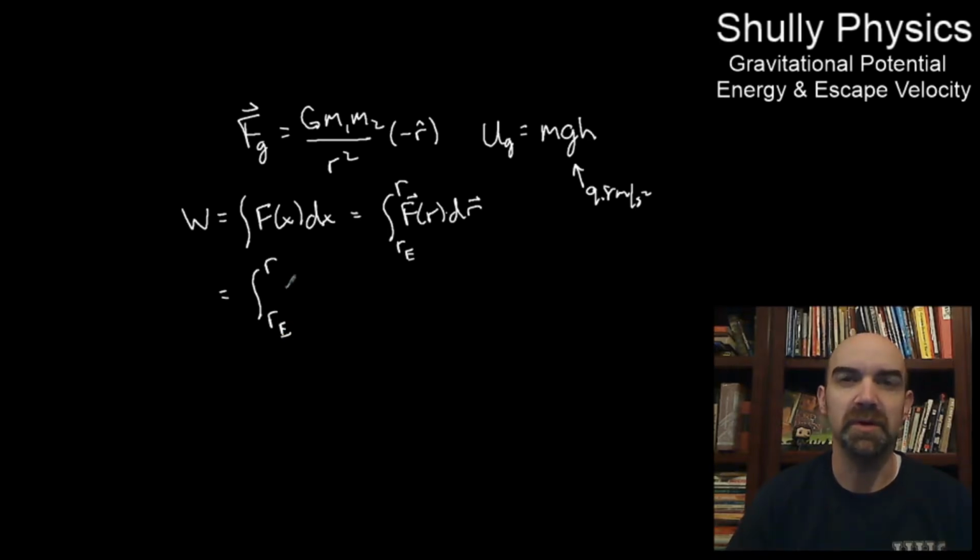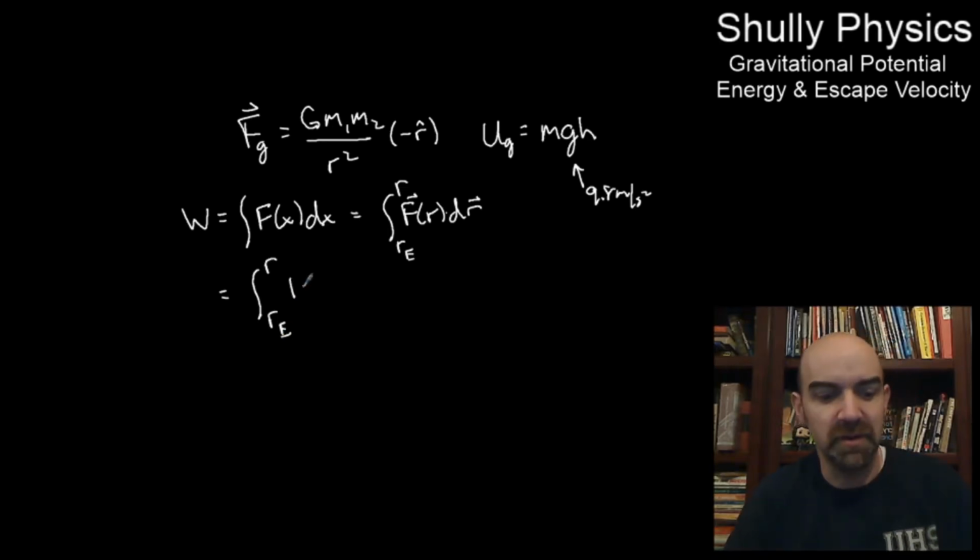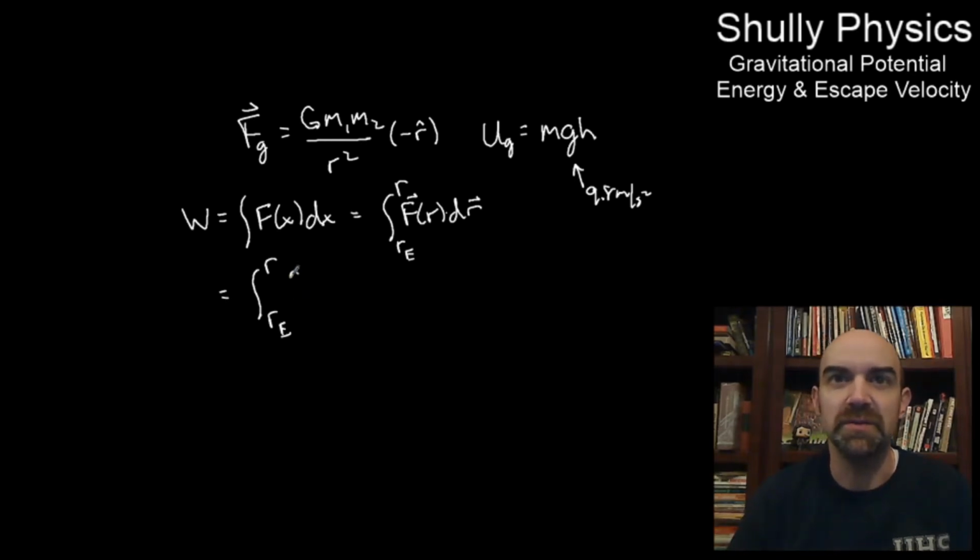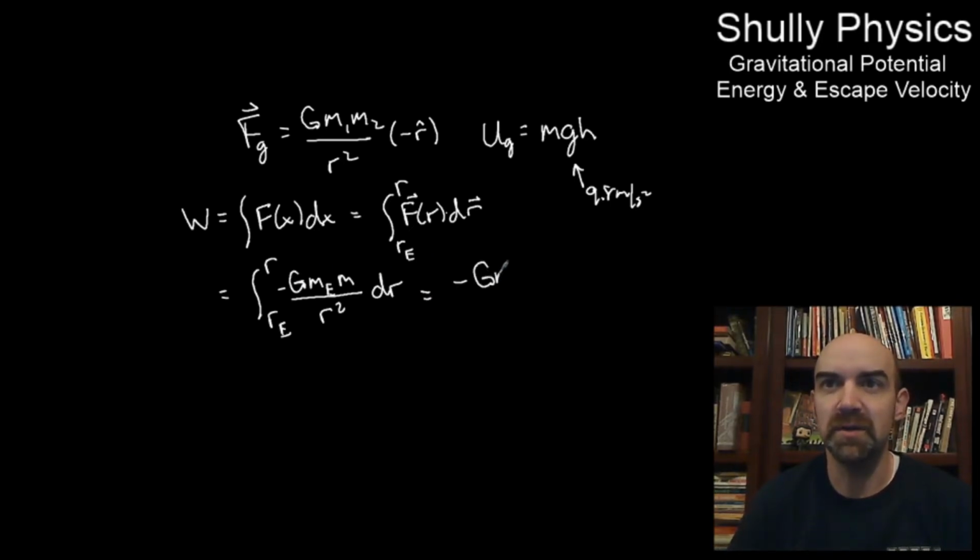Integral of F of r dr. Now our force function is G, mass of Earth times the mass of our object divided by radius squared. And we're going to have a dr on the end of this. I'm going to apply the negative just to the front here. It's going to be part of those coefficients. There it is. Now if we integrate that, we have a whole bunch of constants up here with negative G mass of Earth times m.